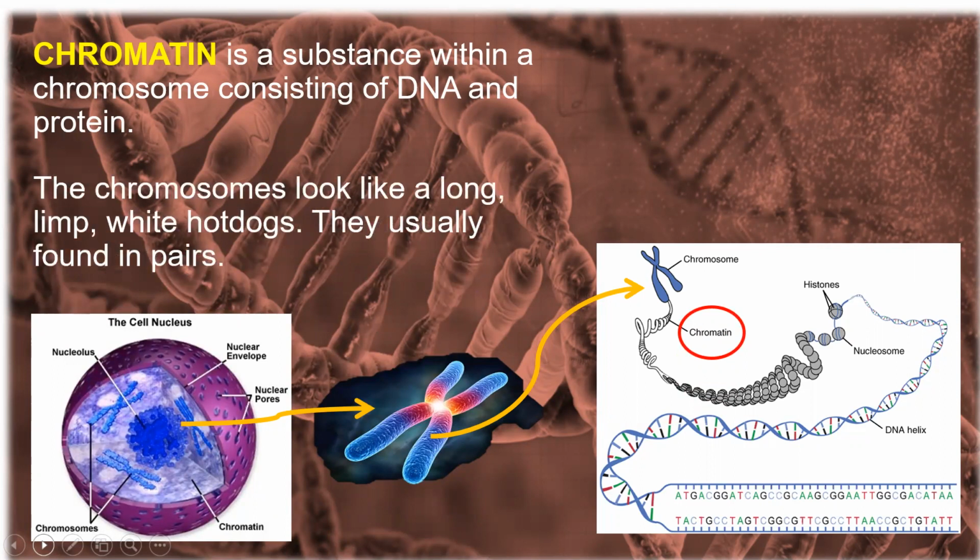Chromosomes look like long limp white hot dogs. They are usually found in pairs. All right.